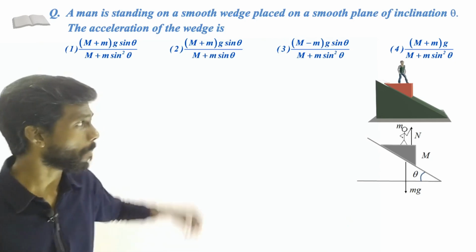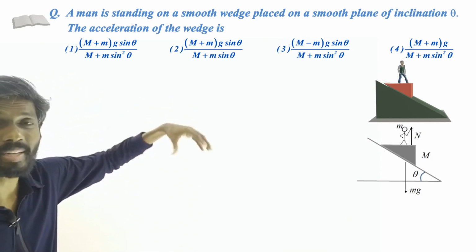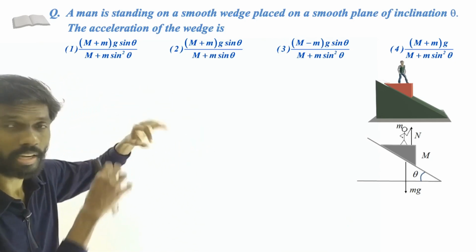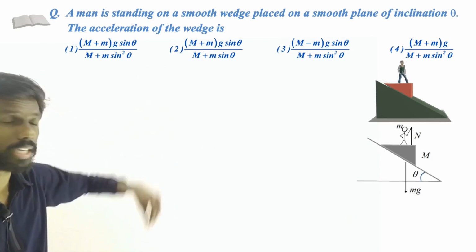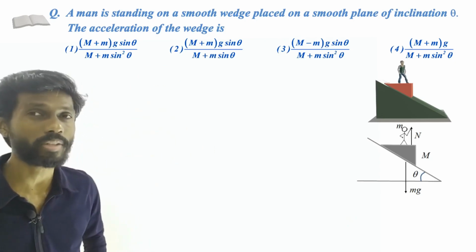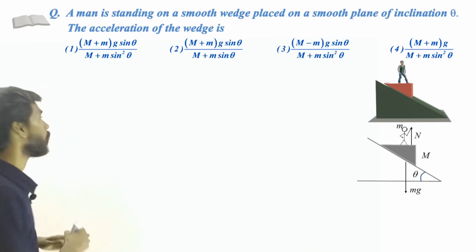The other force is: the man is standing on this wedge. That means there will be a normal reaction due to this person, normal reaction in the vertically downward direction. Alright, these are the two forces acting on the object, right? So let us consider that. So this is for the wedge.